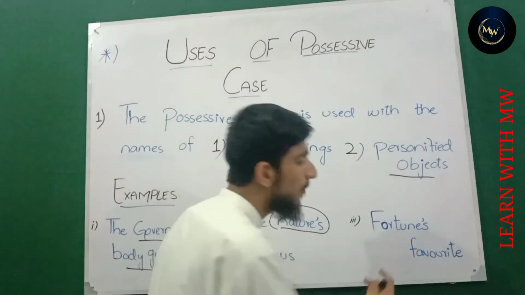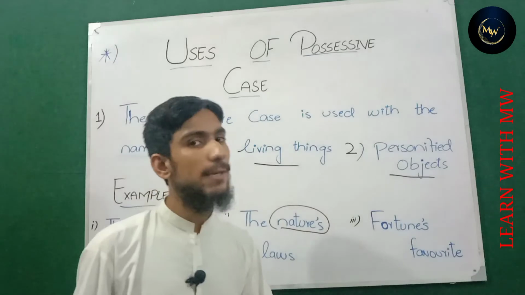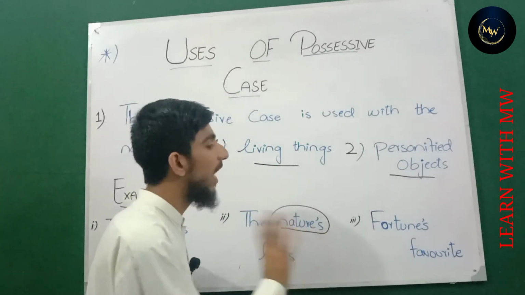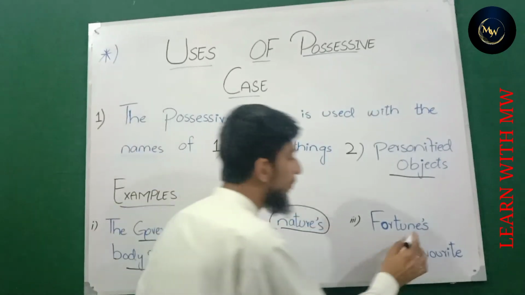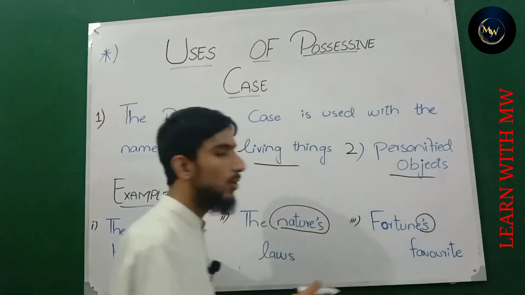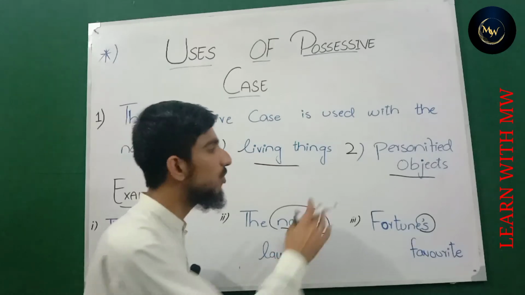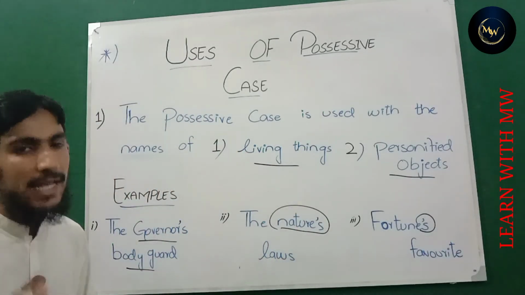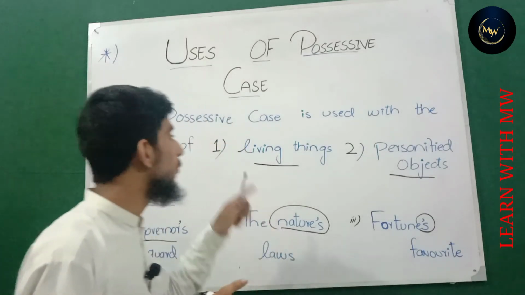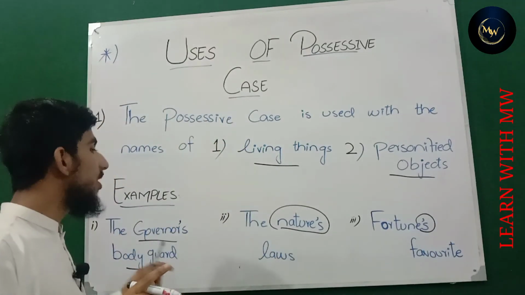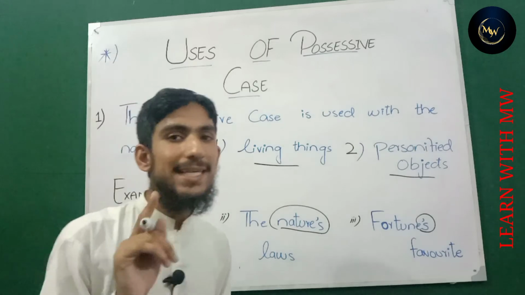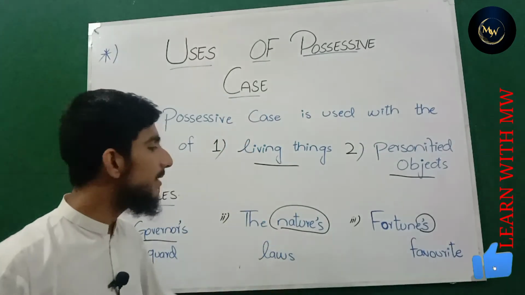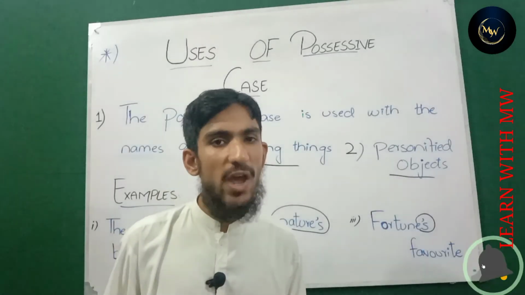And in a similar way, fortune's favors, or fortune favors the brave. Fortune is also personified. We personify fortune, so that is why apostrophe s, which we call the possessive case, is used with the personified object. So the first use of the possessive case is that it is used with the names of living things, as in the governor's bodyguard, and also with the names of personified objects, as in nature's laws and fortune favors the brave.